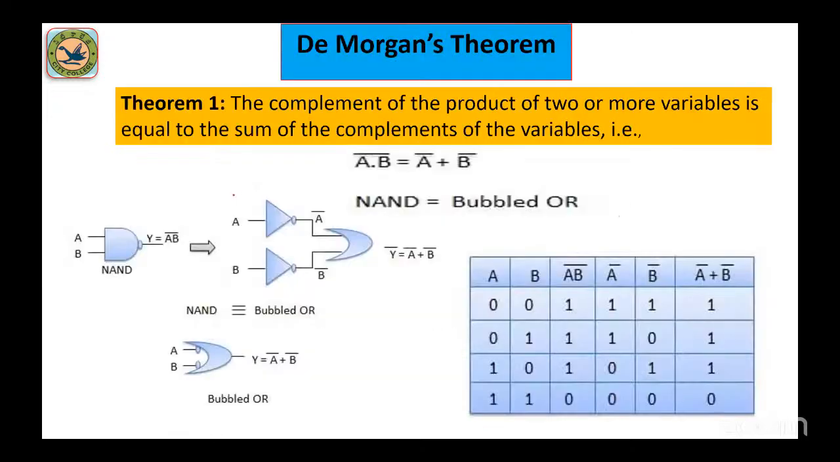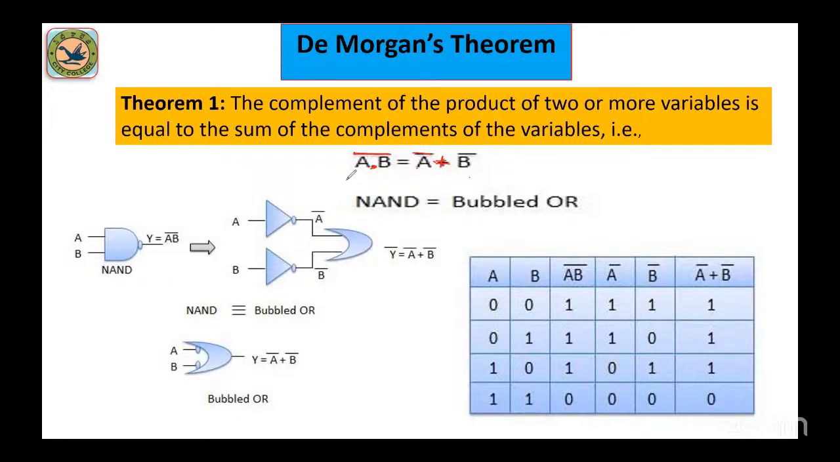Next, De Morgan's theorem. These are the basic logic gates. Now we have to discuss De Morgan's theorem. The first law indicates that the complement of the product of two or more variables, A dot B whole bar, is equal to the sum of the complements of the individual variables.